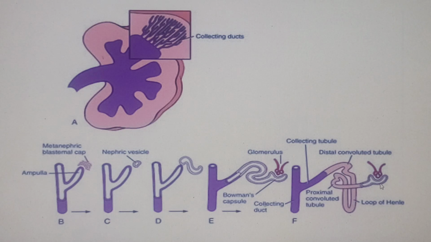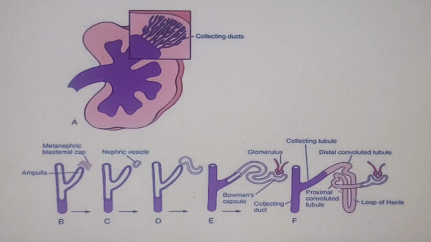But not only that, we also have the proximal convoluted tubule, the distal convoluted tubule, and everything about the loop of Henle. My friends, you know the loop of Henle more than I do. We have the thick descending limb, the thin descending limb, the thin segment, the thin ascending limb, and the thick ascending limb. Everything about it will be derived from the metanephric blastema.